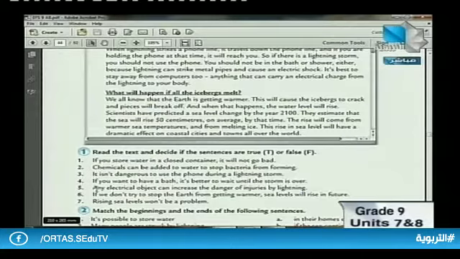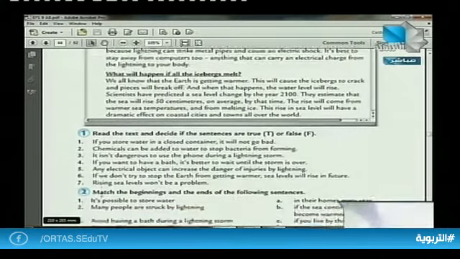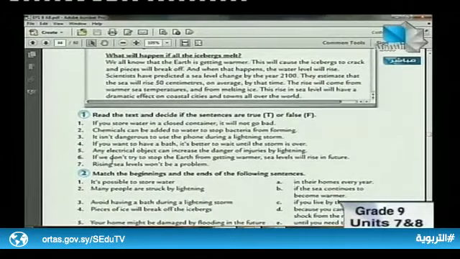Number 5, any electrical object can increase the danger of injuries by lightning. Yes, it's correct. True. Number 6, if we don't try to stop the earth from getting warmer, sea levels will rise in future. That's correct, it's true. Number 7, rising sea levels won't be a problem. It's false. Thank you very much.